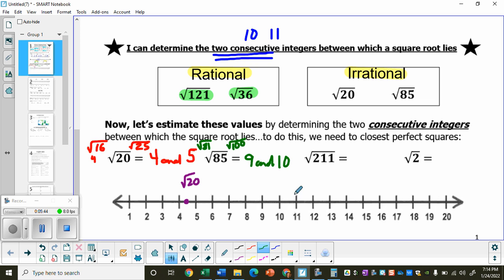Now, where is it between 9 and 10? We know it's going to be somewhere here between 9 and 10. Now, see how 85 is much closer to 81 than it is to 100? So this is going to be much closer to this. So the square root of 85 is going to be pretty close to 9. So I'm going to estimate it close to the 9, and I'll put the 85 up here.